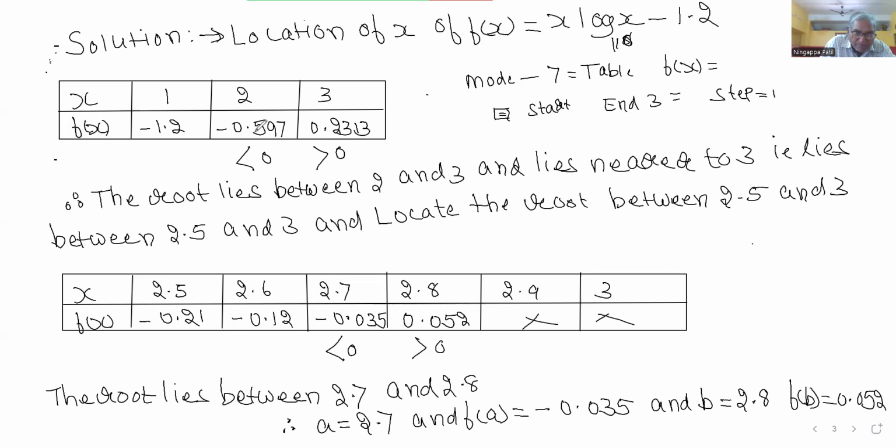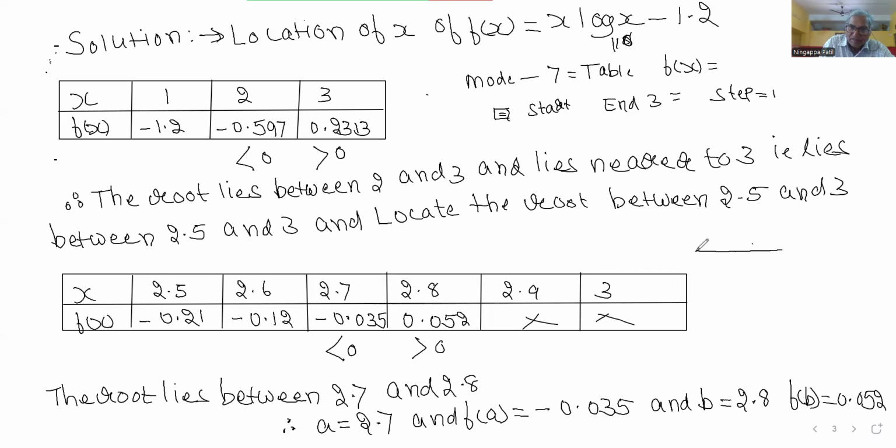Here, 0.59. It is 0.23, which is less. 0.23 is less than 0.59. Therefore, the root lies nearer to 3. Look here. If this is smaller, then the root lies nearer to this. Now it is 0.59, it is 0.23. Then which is nearer to 0? 0.23 is nearer to 0. Therefore, the root lies nearer to 3. Then root lies nearer to 3 means what?